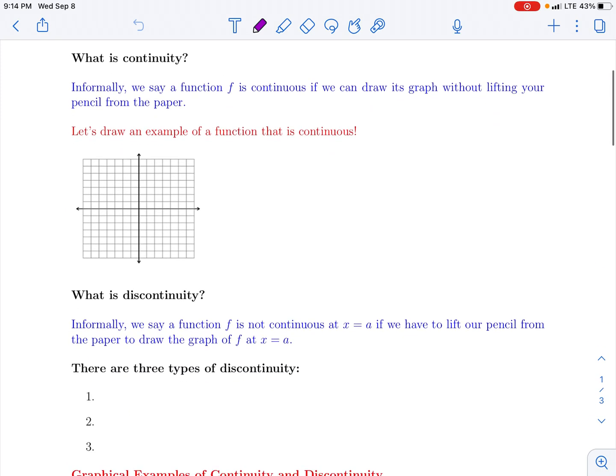Alright, so hopefully after me giving you a drawing of a function, for example, that is continuous, you kind of see what I mean by saying a function is continuous if we can draw its graph without lifting your pencil from the paper. So I'm literally, to give you an example, going to just draw something pretty random, okay? But for example there, what I just drew in purple would be an example of a continuous function, because I did not have to pick up my pen off paper to draw that.